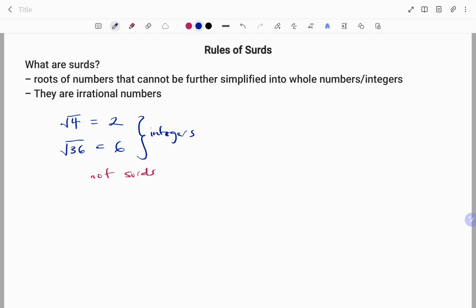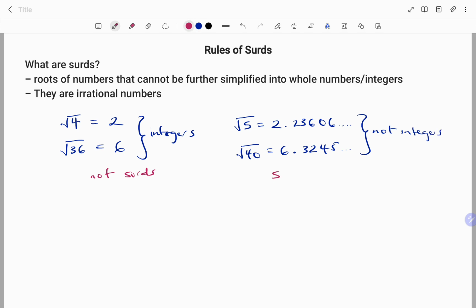However, if I have the square root of 5, you can punch that on your calculator. That will give you 2.23606. Or if I have the square root of 40, if you punch that in on your calculator, that will give you 6.3245, etc. These are not integers, and therefore these are surds. Let's look at the following examples by going through the rules of surds.